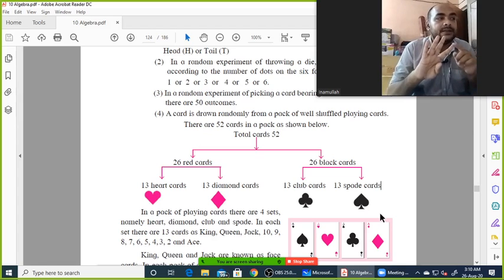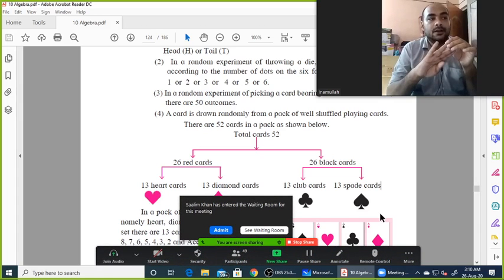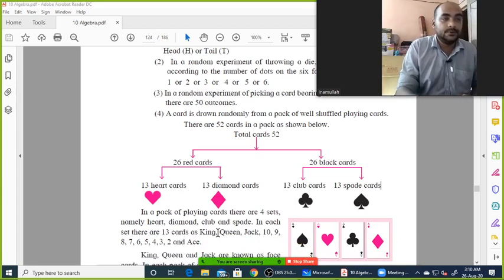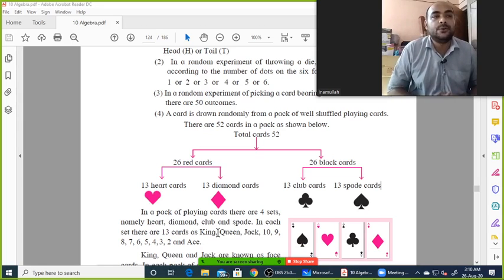First one is heart. Second category is diamond, third category is club, fourth category is spade. Diamond and heart are red, club and spade are black. So this way 13 into 4 will give you 52 cards.